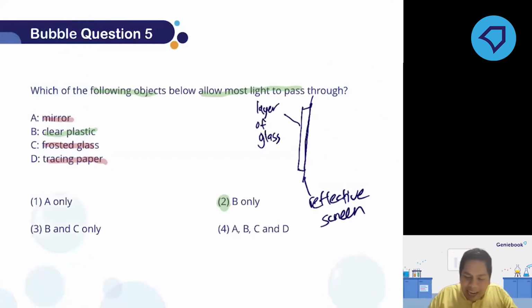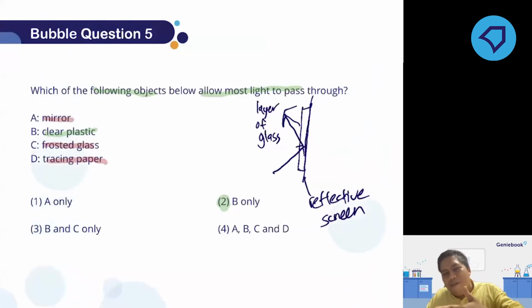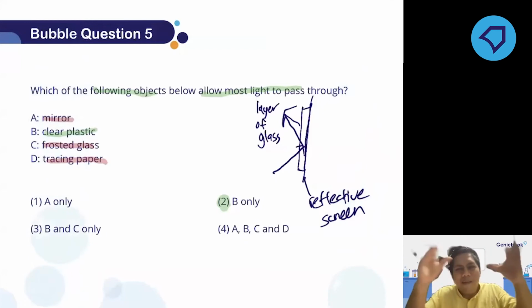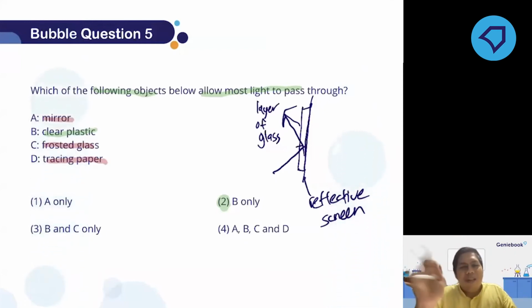Okay, so light that goes to the mirror will go through the layer of glass first, then it will reflect. So the layer of glass is transparent, but not the reflective screen. But if you're talking about the mirror as a whole, it is not transparent. It doesn't allow most light to pass through because you can't even see the other side of the mirror, correct? Yes, some of you mentioned just now, I can't remember who, about two-way mirrors.